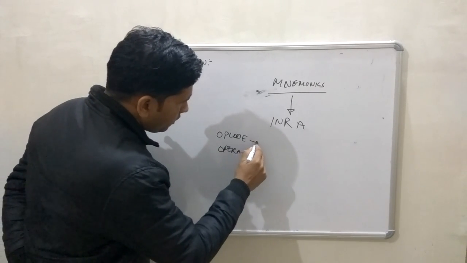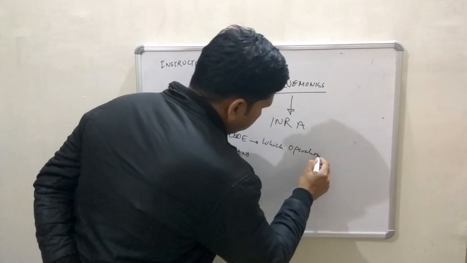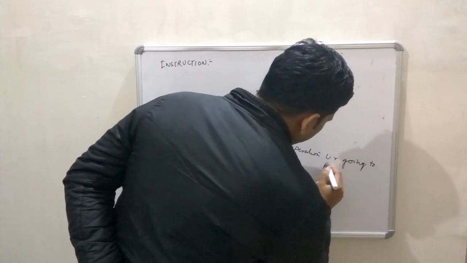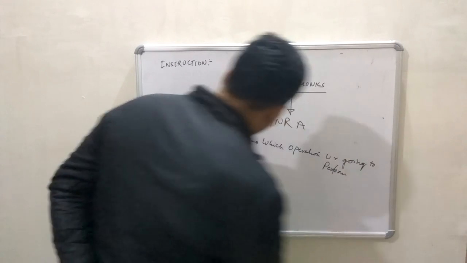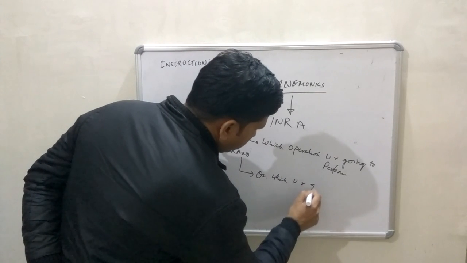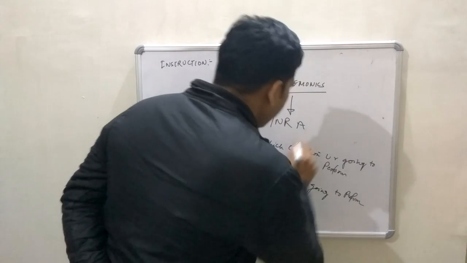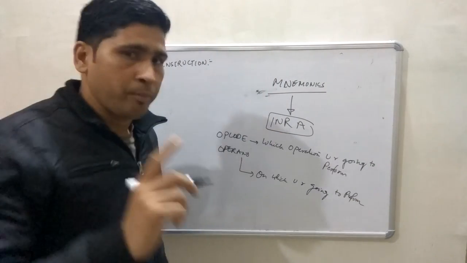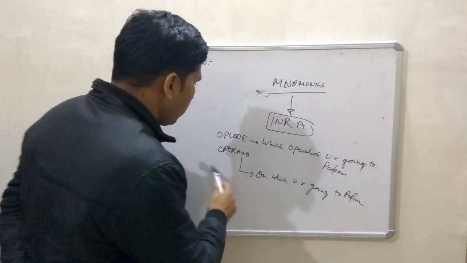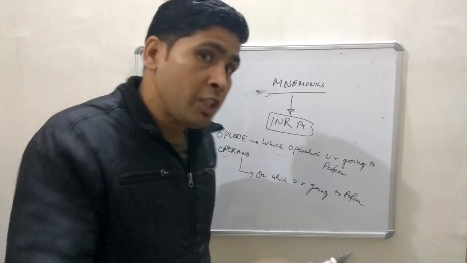Opcode means which operation you are going to perform. Operand means on which you are going to perform it. Take this example. I am saying that every instruction has two parts, one is opcode, second is operand. Opcode means which operation you are going to perform. Operand means on which you are going to perform it.